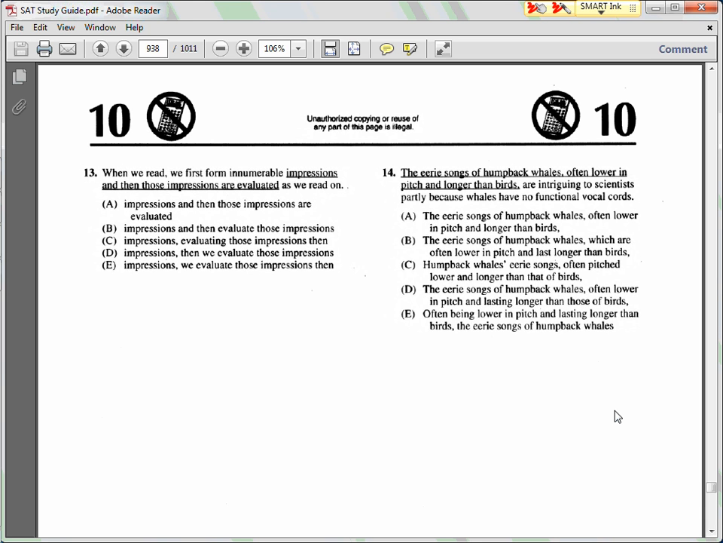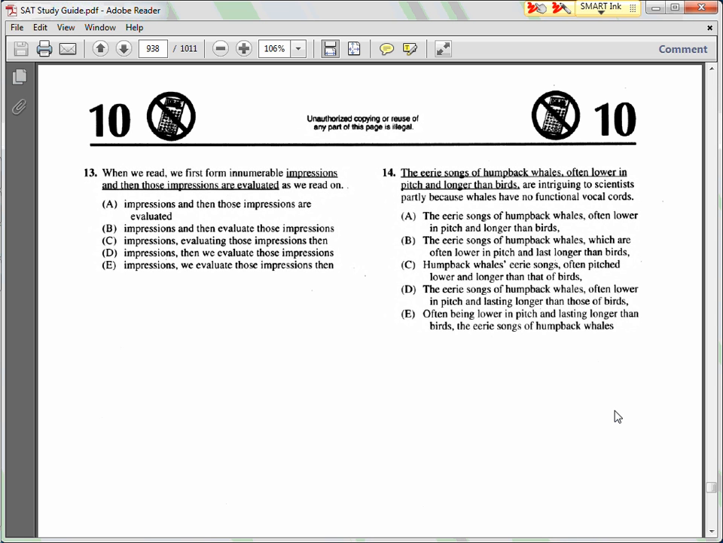This is test 9, section 10, page 926 in the official SAT study guide, question 13. So these are the last two questions in the last section of the SAT, which is a 10-minute writing section. And since it is the second to last question, you know it's going to be tough. Okay, so let's check it out.